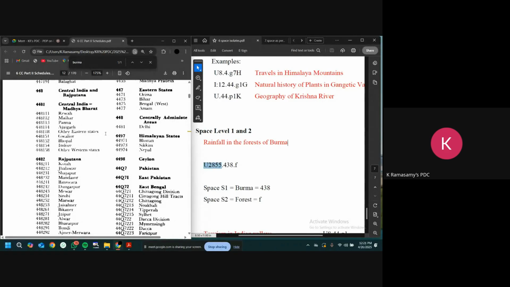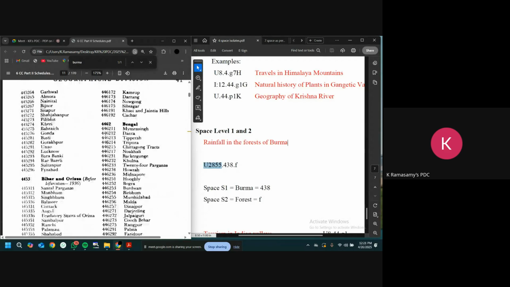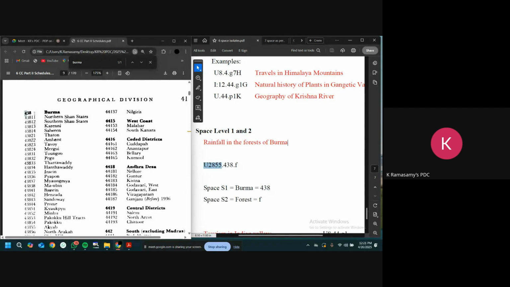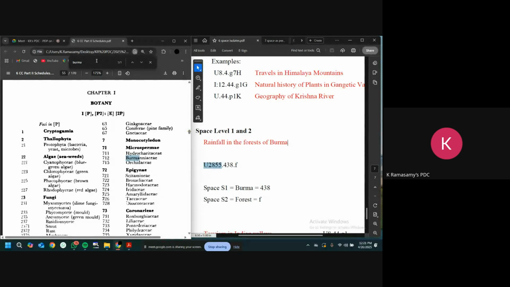Sometimes we have converted PDF into OCR file, so some of the words we are not able to search. That problem is there. Kindly bear with me. So 438, I'll show you. 438 stands for Burma. B-U-O-R is not given. B-U-R-M-A, Burma. Okay. So 438 is space isolate.